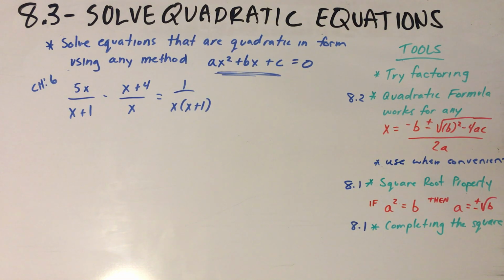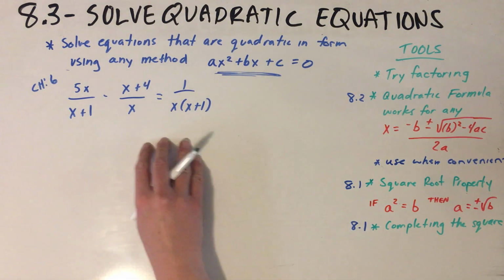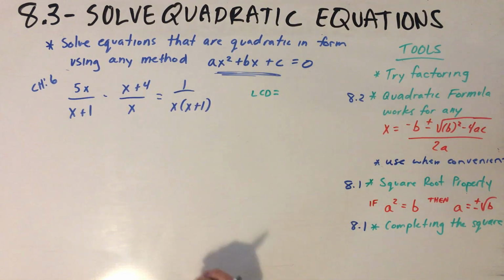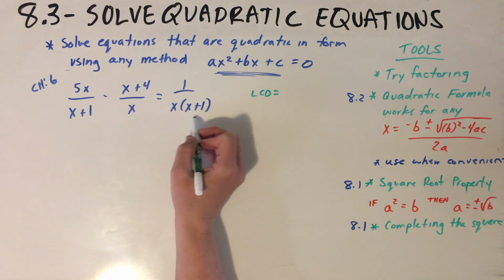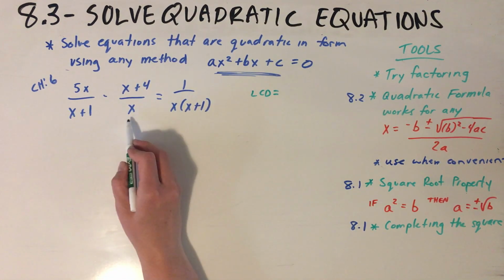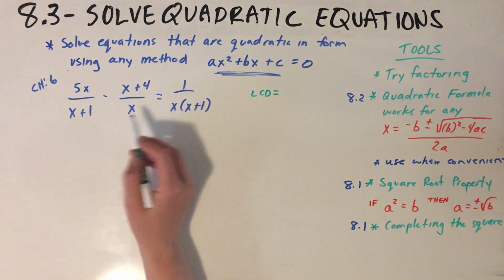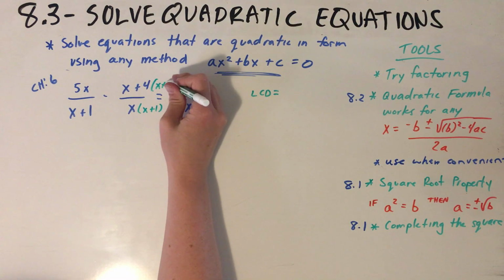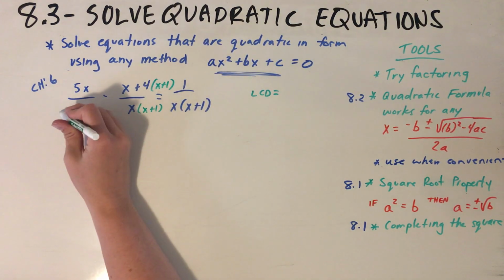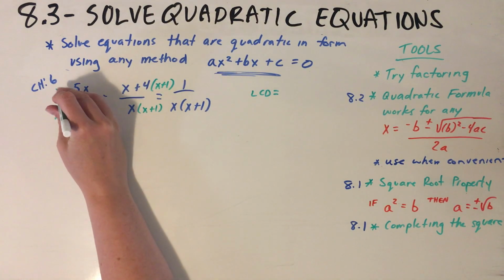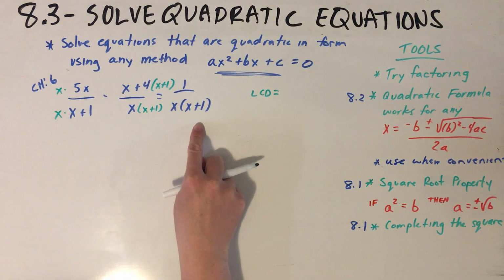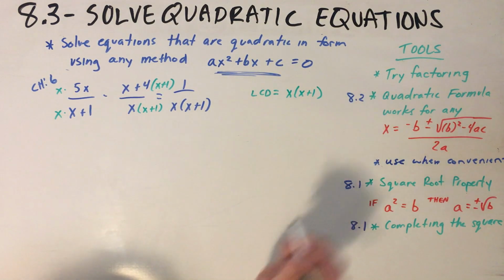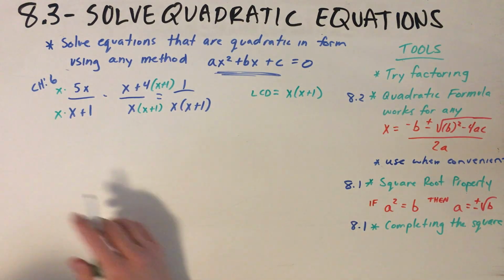First thing we need to do here is identify the LCD. We're going to identify the LCD because we want to get rid of the fractions. This is already in factored form. This fraction has the x, and this fraction has the x plus 1. So this fraction does not have the x plus 1. So I need to multiply both the top and bottom by x plus 1. And I need to multiply this one by x. Now they would all have the same denominator, so in other words, this is the LCD, or the common denominator. I can clear the bottom.